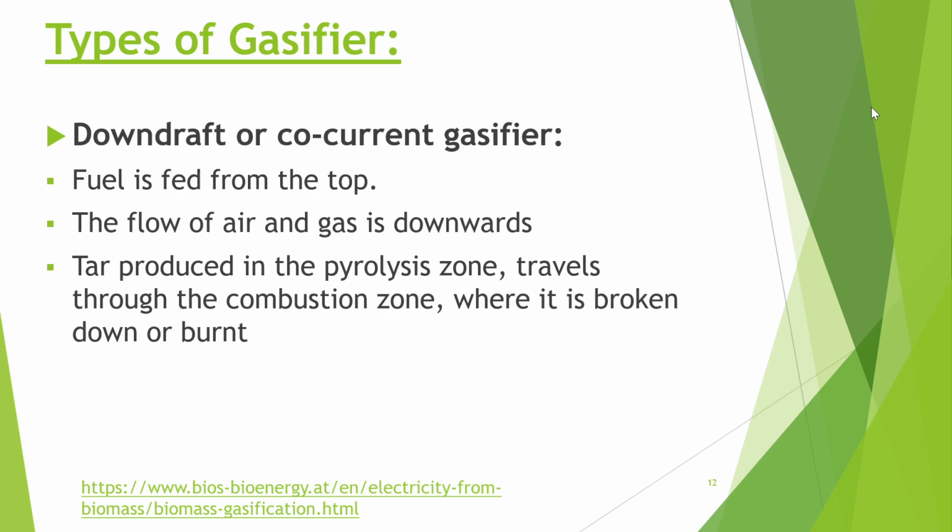First of all, the name suggests downdraft or co-current. Co-current means both the flow of air and the gas which is produced afterwards will be in the same direction, that is co-current. Okay, and here the fuel will be fed from the top and the flow of air and gas will both be downwards. Tar will be produced, but it travels through the combustion zone where the temperature is quite high, so it gets broken down or burnt. So the problem of tar in a downdraft gasifier is far less.